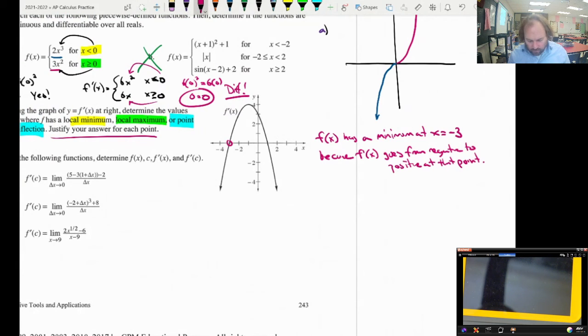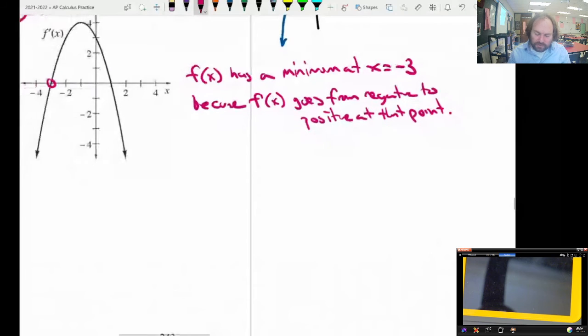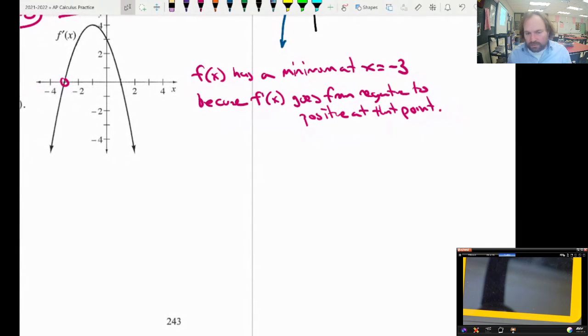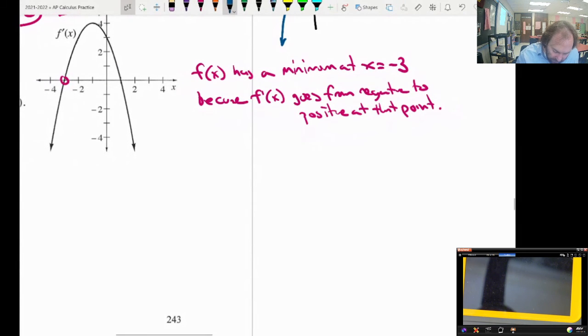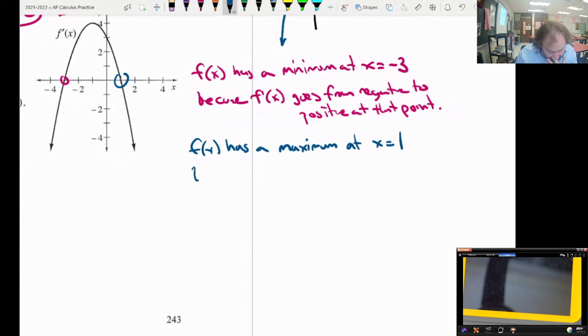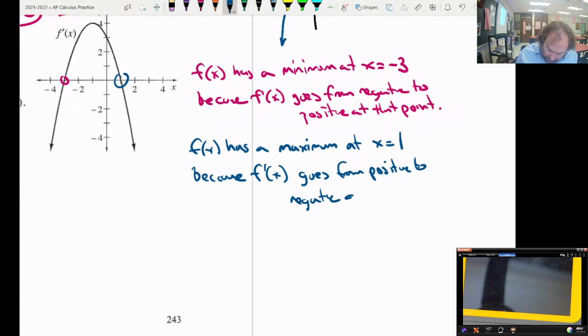Again, there's a good amount of writing that goes along with this, but you have to demonstrate to your exam reader that you understand what the derivative tells you. We're going to say the exact same thing, but opposite, for x equals 1. f of x has a maximum at x equals 1, again because the derivative, f prime of x, goes from positive to negative at that point.